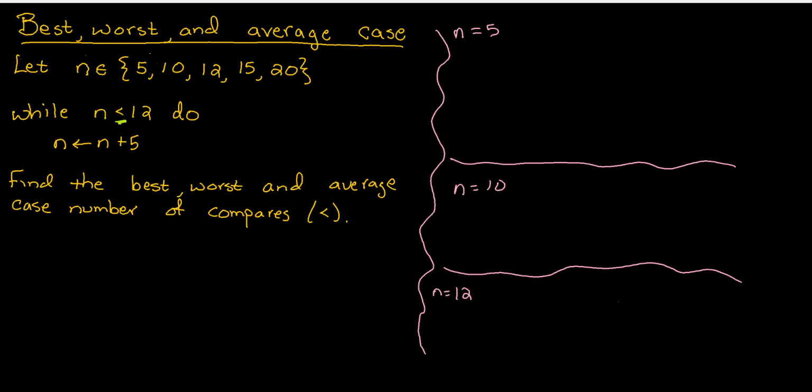going to run. All right, so we are going to start off with n being an element of the set {5, 10, 12, 15, 20}. And our pseudocode that we're analyzing says while n is less than 12, do the following. n = n + 5.